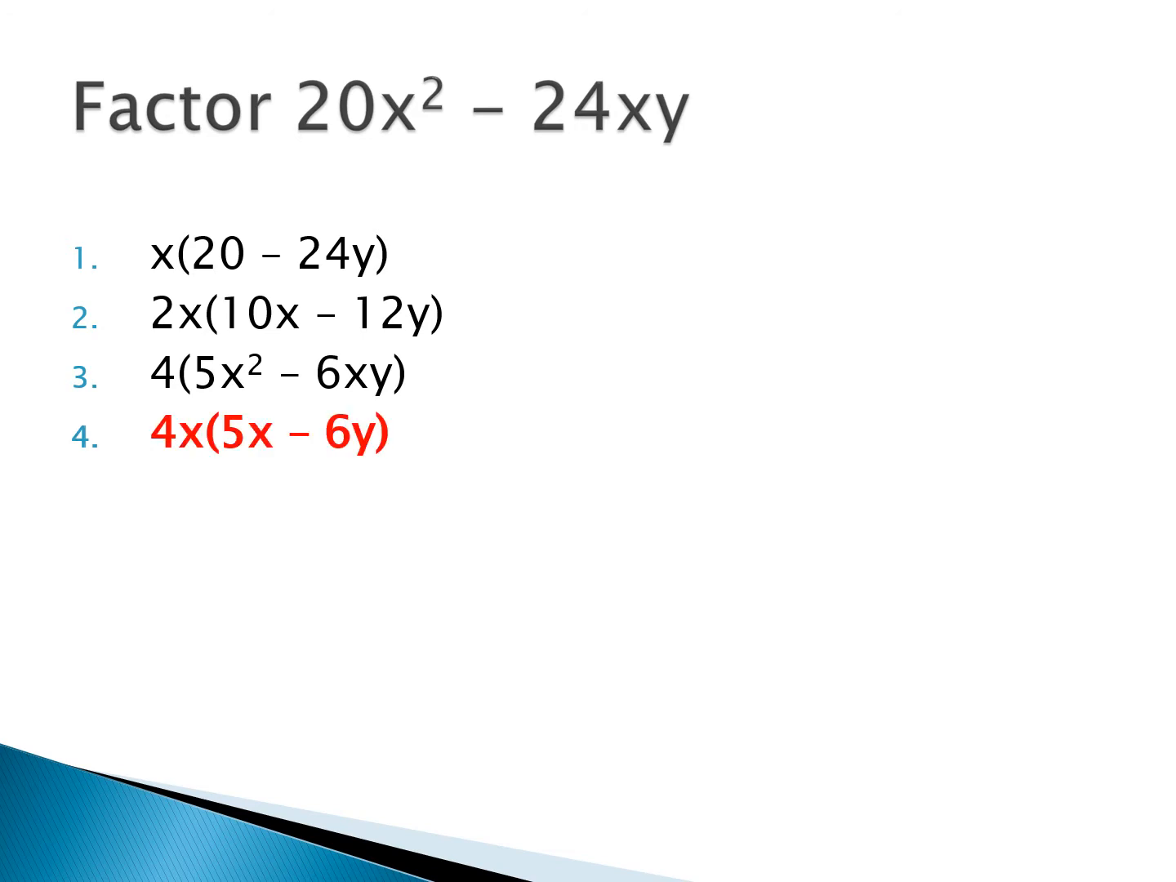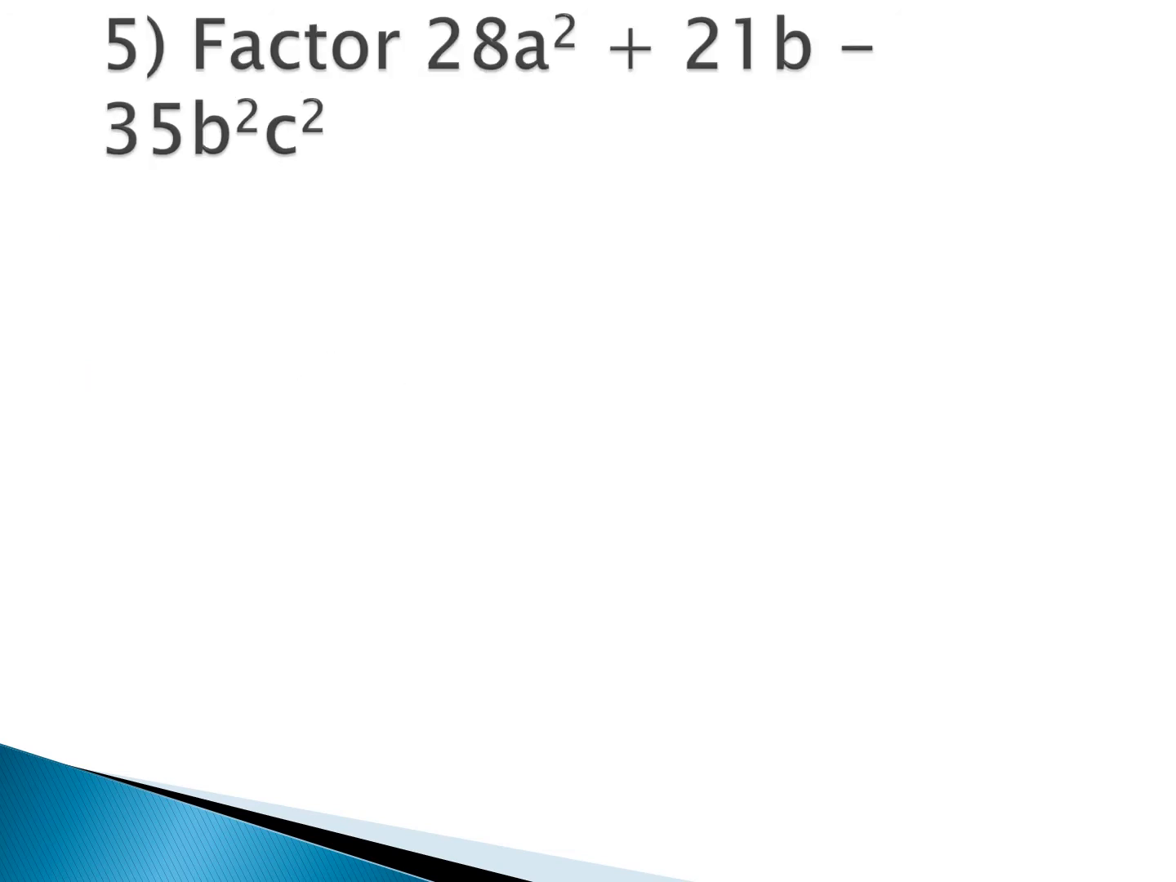So for this one, the GCF was 4x, and when we divide that out, we get 5. Now for this one here, I want you to see if you can decide what the GCF would be. And the GCF in this case is 7.